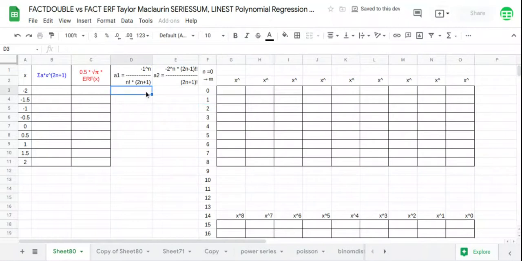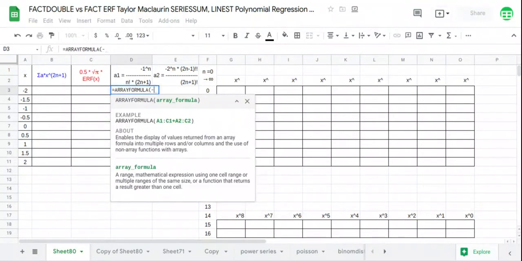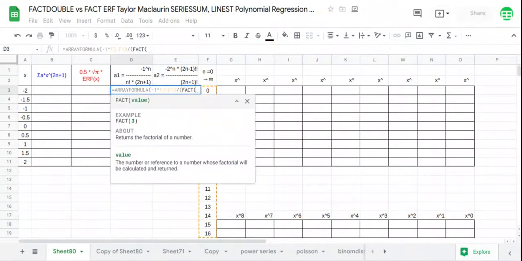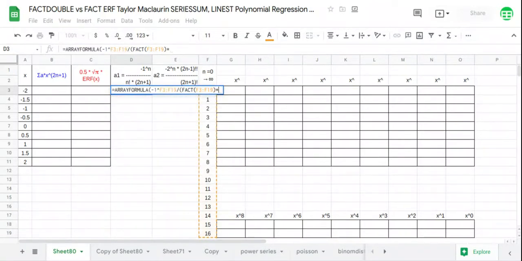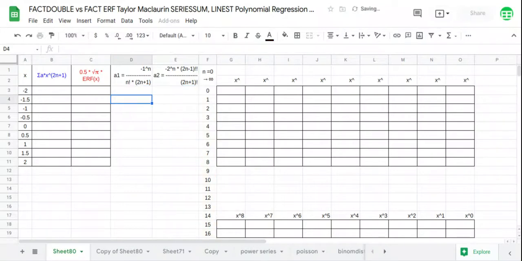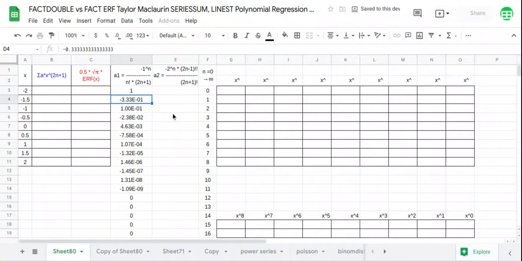We continue with the a1 coefficient, which is our formula, minus 1 raised to the power n. Our n is from 0, that is f3, to f19, divided by the first part. There are two parts of the denominator: factorial of n, so f3 to f19, and the second part, the quantity 2n plus 1, so the quantity 2 times n plus 1, and enter. So we have completed the factorial coefficients.